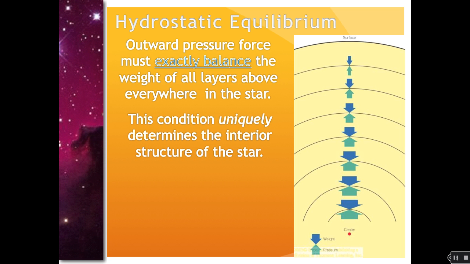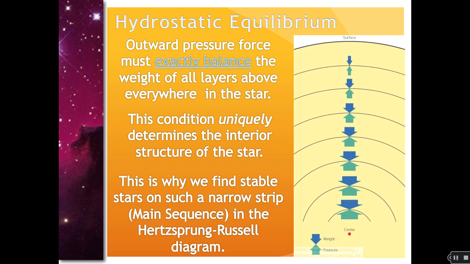This is something that has to be fixed in order for the star to be stable, and it is uniquely going to determine what the interior structure of the star is. And it's because of this requirement of balance between pressure and gravity that we don't find stars all over the Hertzsprung-Russell diagram, and that the main sequence is the place where we have this stable region, because that's where this balance is met.